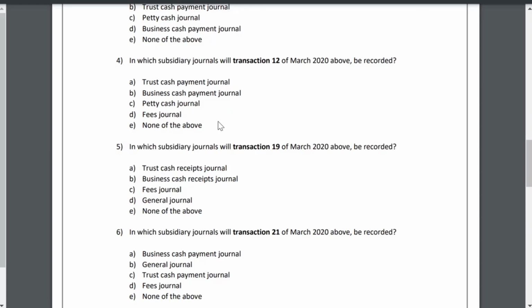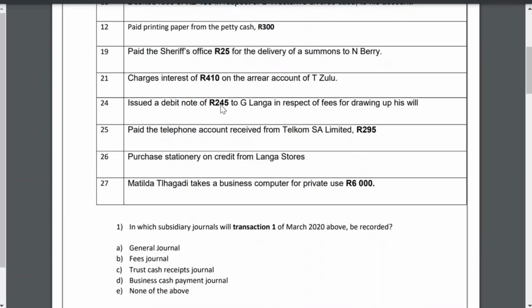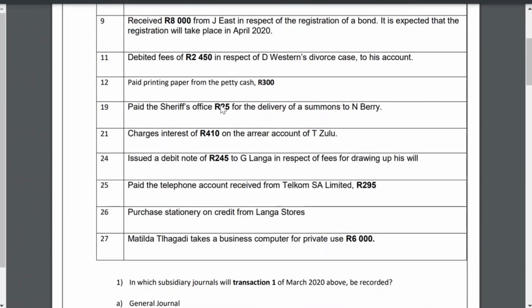Most people, Faith, Elisha is saying C. Faith is saying C. Guys, well done. The answer is Petty Cash Journal because the printing paper was paid using petty cash money.